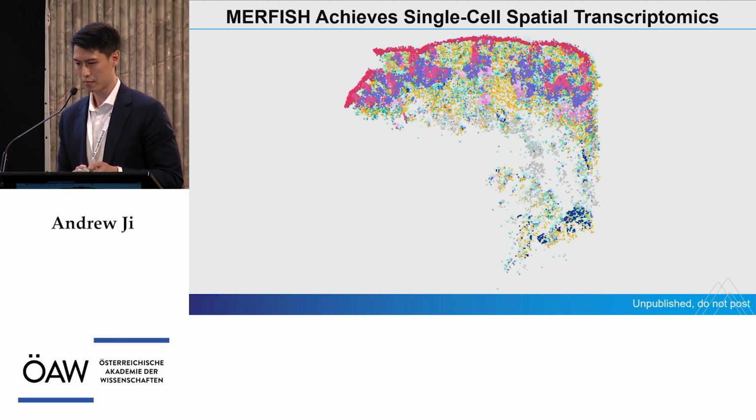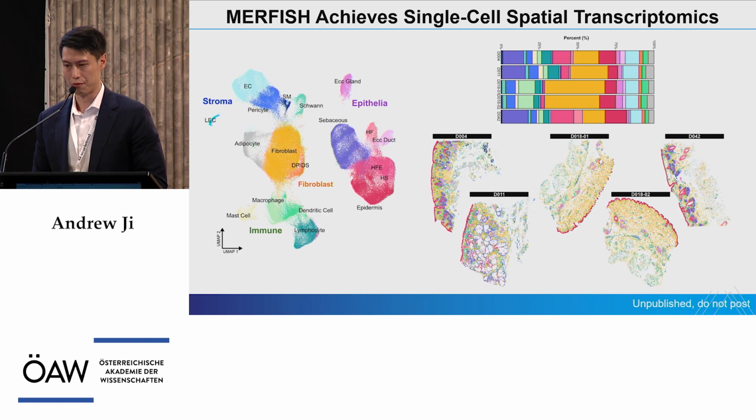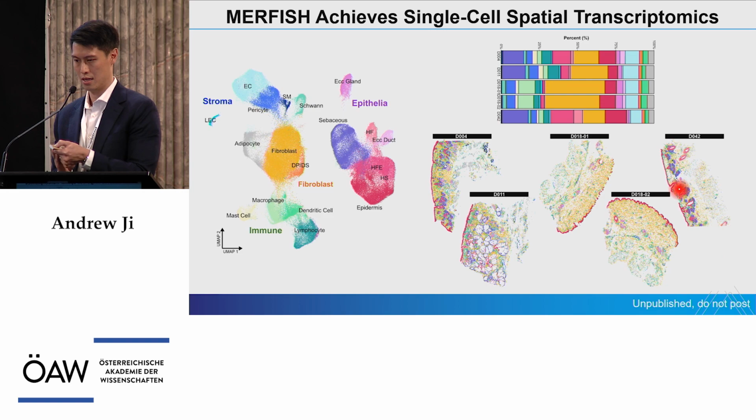So we've been able to generate MERFISH data from several sections of human skin tissue. On the left here, I'm showing you a UMAP of about 180,000 cells that we've recovered across five tissue sections. They are annotated by their cell type here on the left in the UMAP space, and then their spatial positioning is shown in the five tissue sections on the right.